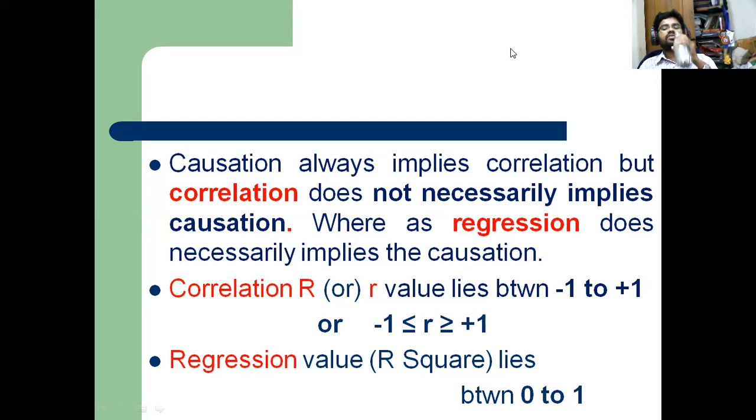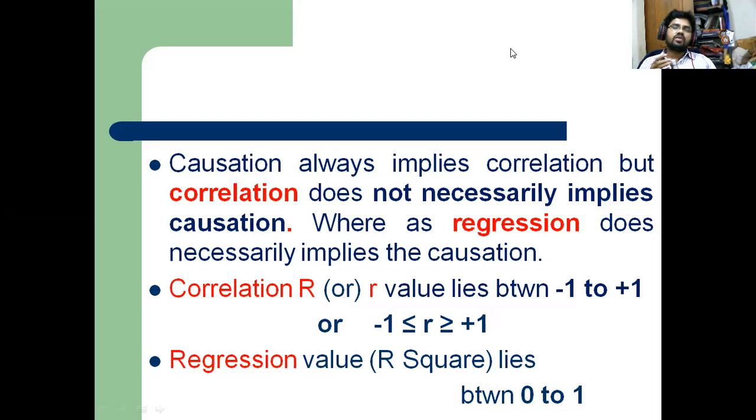Then, as we discussed, the correlation is indicated with R. The values of correlation lie between -1 to +1. We can write it like this: the R value should lie between -1 to +1.